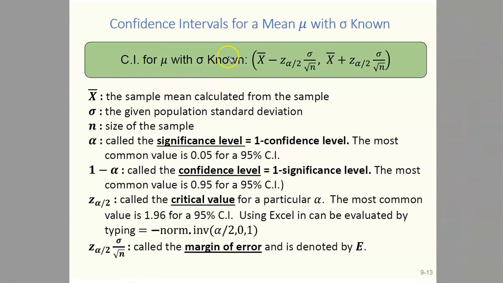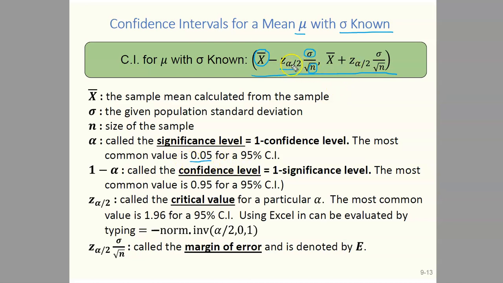And here we have a summary for confidence intervals for a mean mu with the population standard deviation sigma known. So this is the formula that we use right here. This is our confidence interval. The x bar is your sample mean. The sigma is the known population standard deviation. N is the sample size you use when calculating the sample mean, x bar. And the Z alpha over 2, that is determined by your significance level, which keep in mind is 1 minus your confidence level. So for example, if you use a 95% confidence level, then your significance level is going to be 1 minus 0.95 or 0.05.